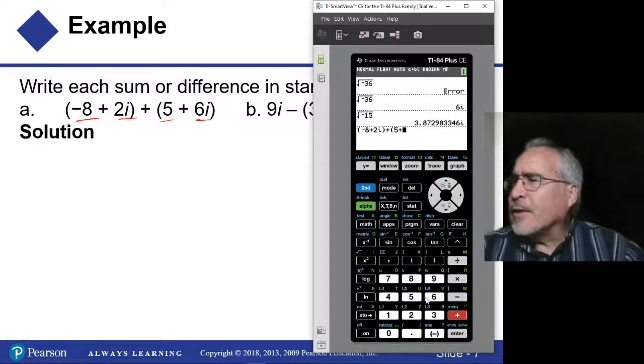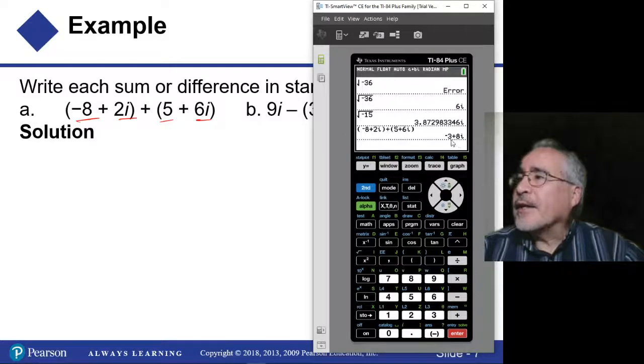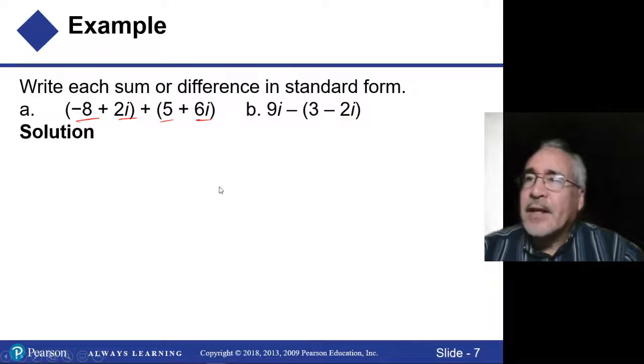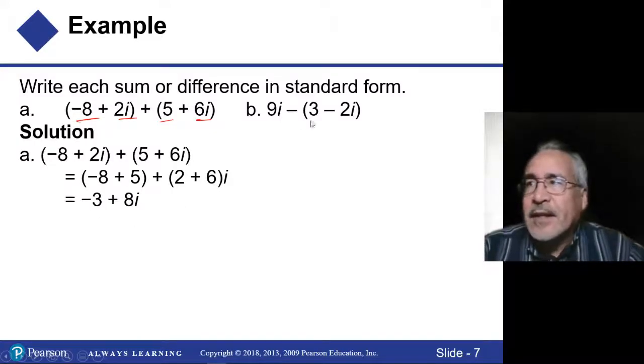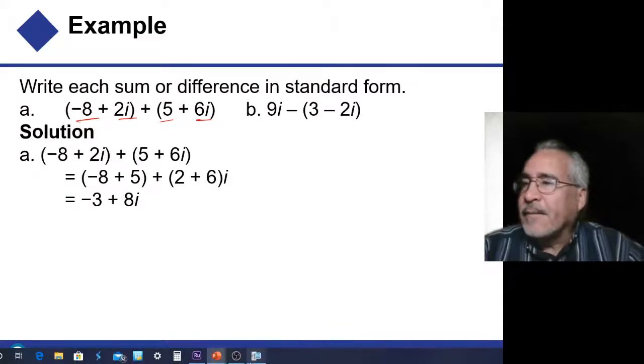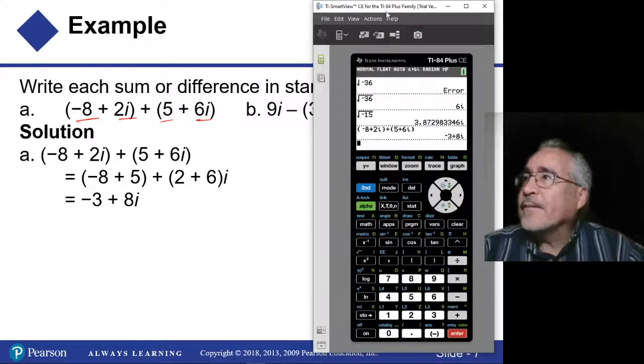Desmos doesn't do these types of functions, at least not that I'm aware of. But as long as you enter it in, watch, it's going to do the calculation: negative 3 plus 8i. Let's watch them go through. Add like terms, negative 3 plus 8i. Same thing over here. The calculator can do it.